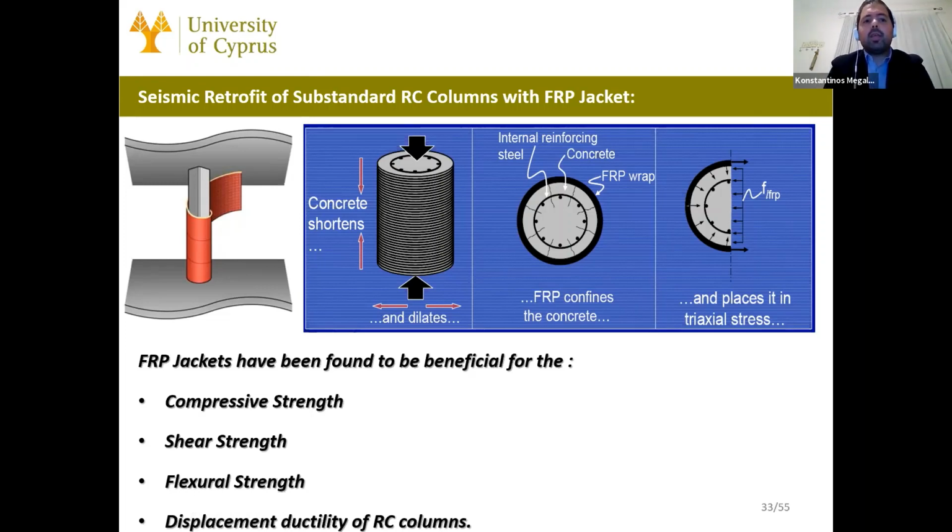FRP jackets have been found to be beneficial for the compressive strength, shear strength, flexural strength, and displacement ductility of reinforced concrete columns. What the FRP jacket does is that when we apply axial load, concrete shortens and dilates. With dilation, concrete can crack, and that activates the FRP and steel confining pressures and places concrete in a triaxial stress state. That is beneficial, as I said, for compressive strength, shear strength, flexural strength, and displacement ductility.